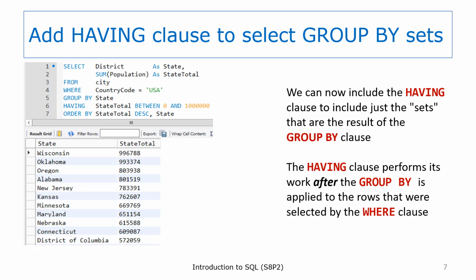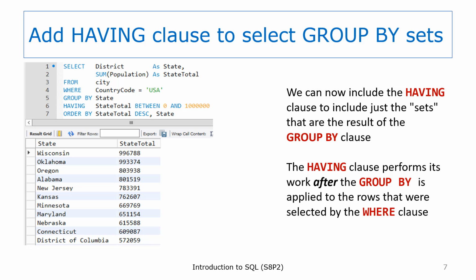This is the select statement that I showed you at the start of this video, the one I told you I would work back from. The having clause does for the sets what the where clause does for the rows. Having decides if a set is to be included in the result grid based upon one or more test conditions. In this example, the test condition is for the state total between 0 and 1 million. You could have used a less than or equal comparison here. It would do the same as the between keyword.